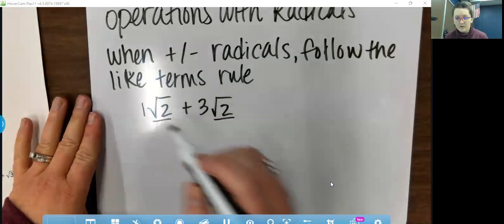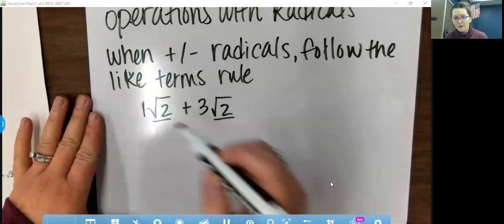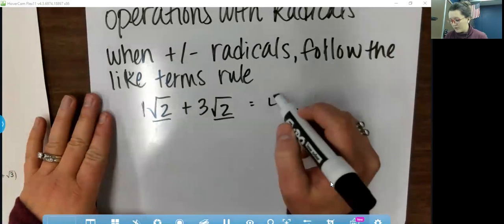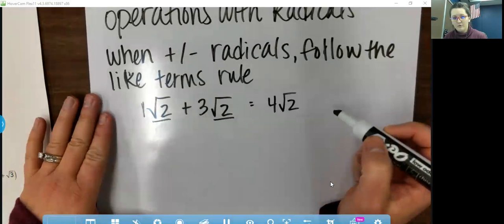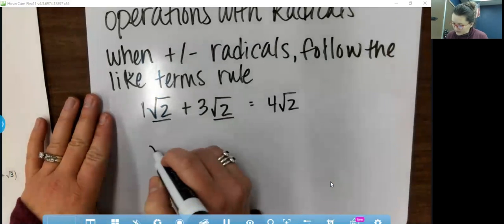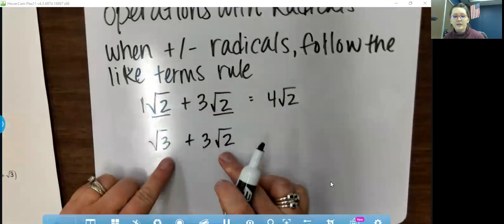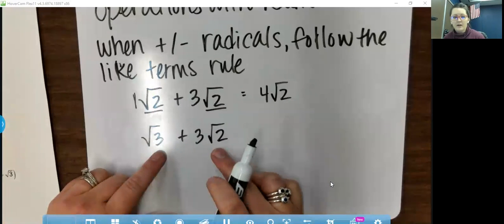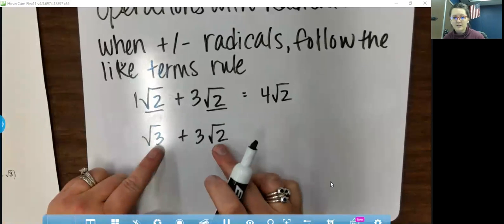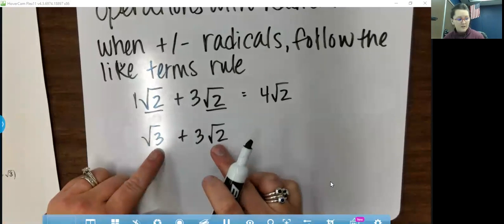So think of this, remember, as a 1. And so this will be 4 times the square root of 2, okay? If I don't have like terms, then this is completely simplified just like this. I cannot conduct this operation because I do not have like terms.